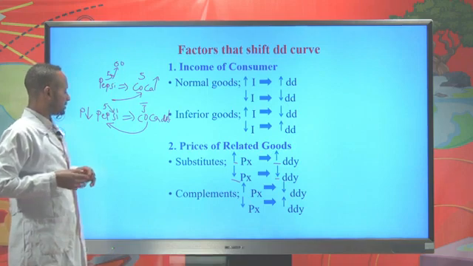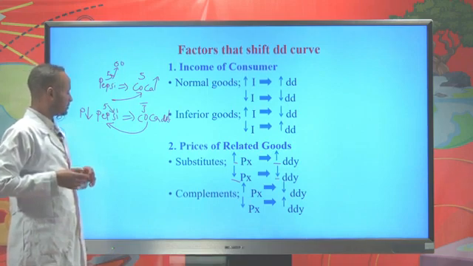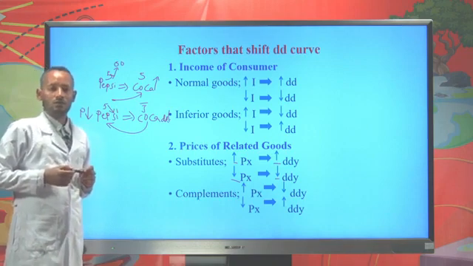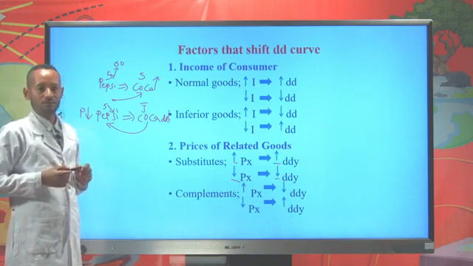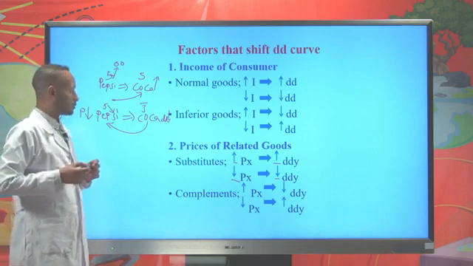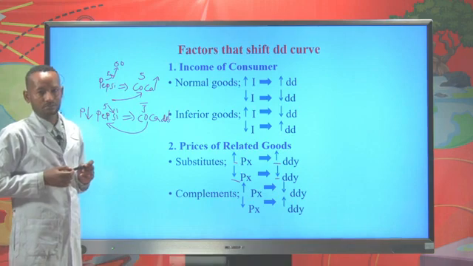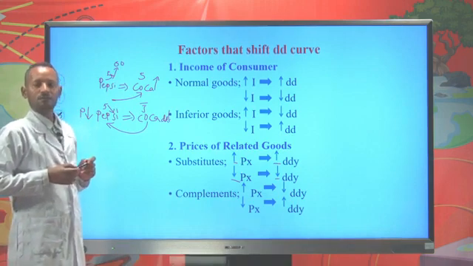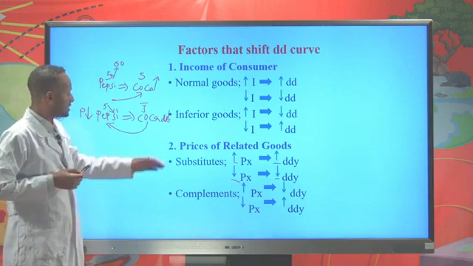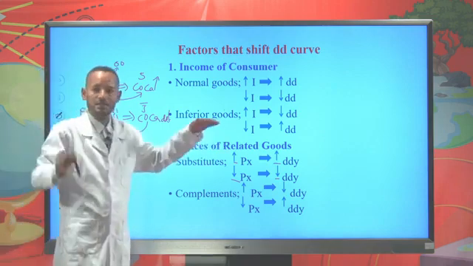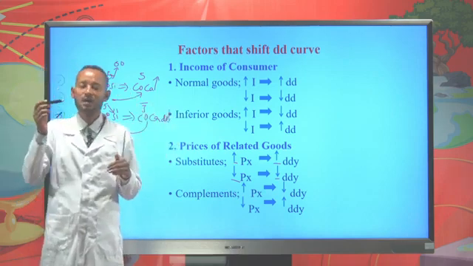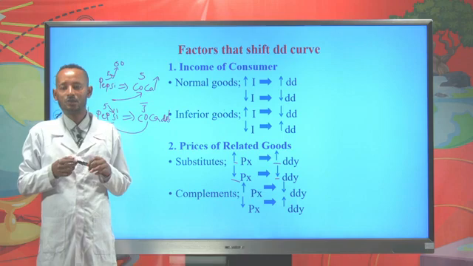In contrast, complements are those goods which can be used together. For example, automobile and petroleum are complements. In economics, we consider two goods to be complements if a rise in the price of one of the commodities declines the demand for the other, and a fall in the price of one increases the demand for the other.